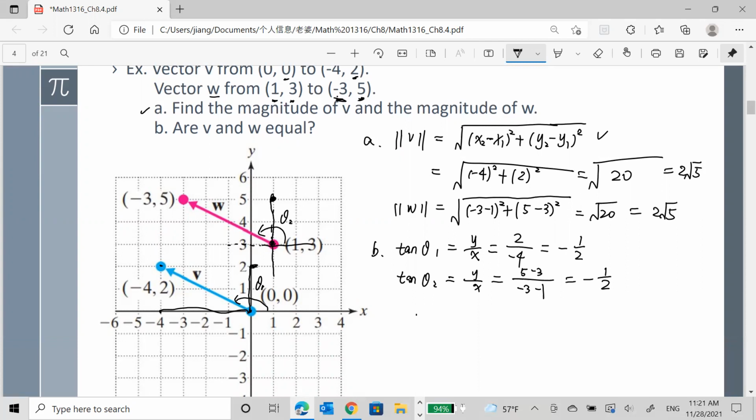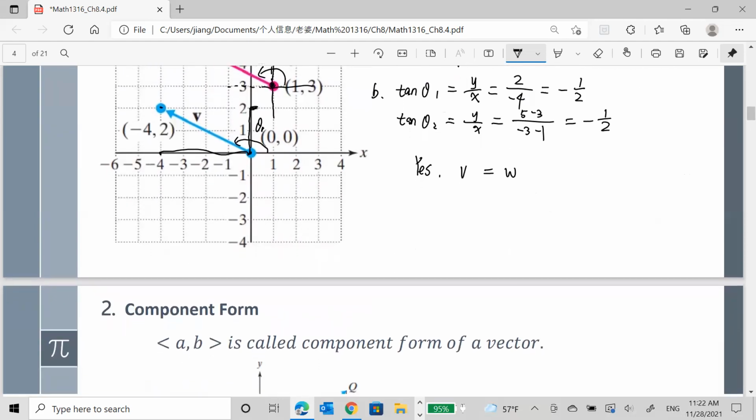So yes, v equals w, because we have satisfied the two conditions for the vector. First, the magnitude, they are the same. Second, the direction, they are the same, because we are using the slope y over x to find the tangent theta 1 and theta 2. They are the same. It means the two angles are the same. If two angles are the same, they have the same direction. So V equals W. So we solved this one.